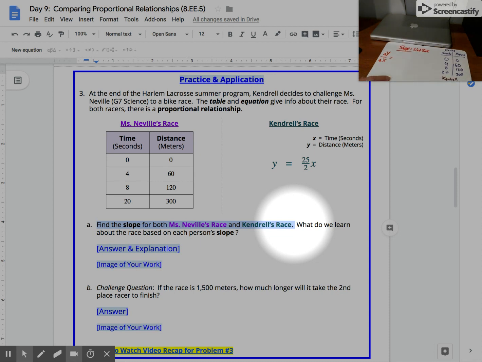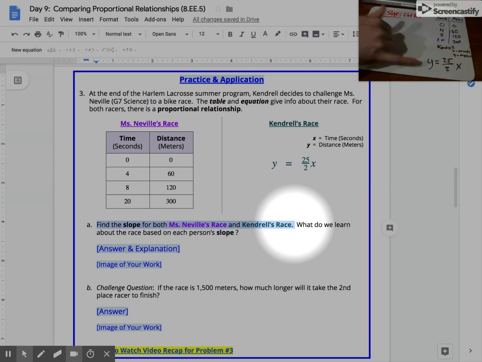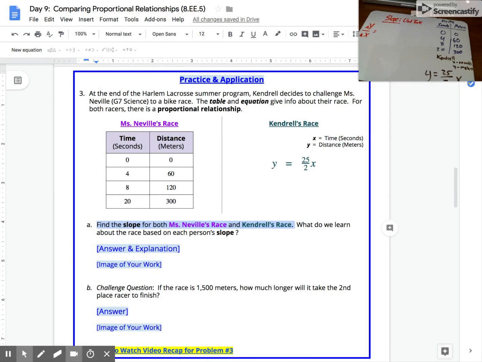So over here we see some of this noted on the whiteboard. We see a table for Miss Neville that we copied the data for already. And also Kendrell's equation is going to be over here. A little bit about slope. Remember, slope is our unit rate. So as we're going to try to find our slope, that's really going to be our unit rate. We'll put the whiteboard in full screen.